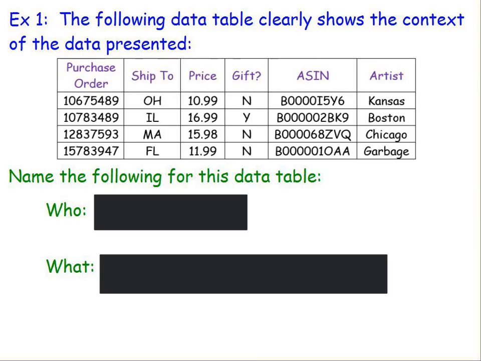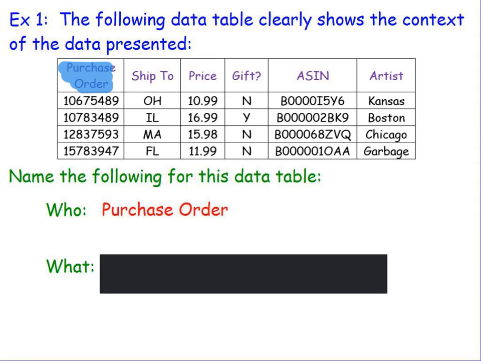So let's take a look at our first data table. The following data table clearly shows the content of the data being presented. We just want to name a couple of things. We want to name who is being discussed in this data and what we are discussing about them. So one of the things I said was typically your first column are your who's. If we look at our first column, the first thing we see are purchase order. And that is exactly what the who's are. The who's are purchase orders. This is an inanimate object, but it is something that we can study.